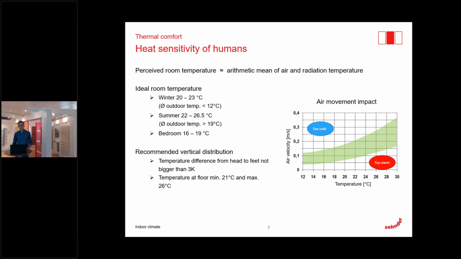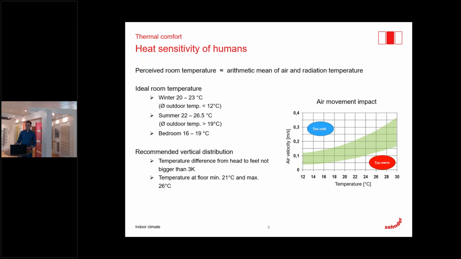Here we need to understand the heat sensitivity of humans. It's not only the air temperature itself that gives us a comfortable feeling, it's also the radiant temperature we feel on our skin. And the temperature we feel, the perceived temperature, is approximately the arithmetic mean of the air temperature and the radiant temperature. There are many studies about the ideal room temperature. There are different sources, different calculation methods. So there are a lot of different values. But in general, the ideal temperature lies somewhere between 20 and 23 degrees in winter, when the outside temperature is below 12 degrees, and in summer, somewhere between 22 and 26 degrees when it's hot outside.